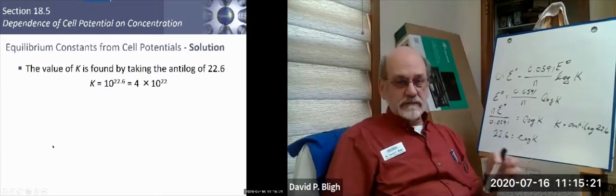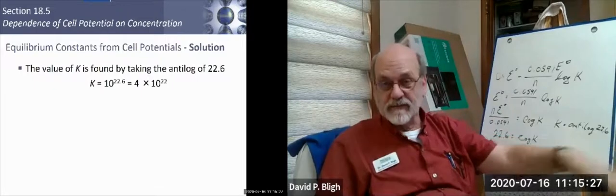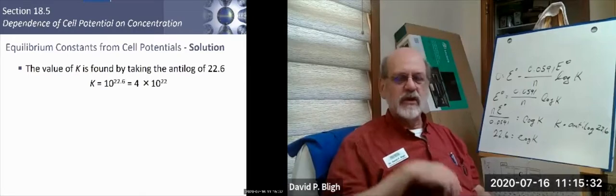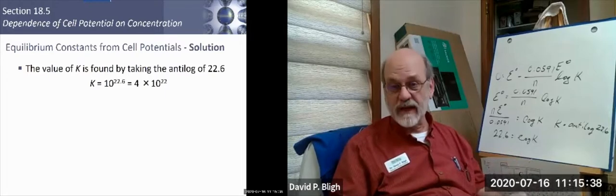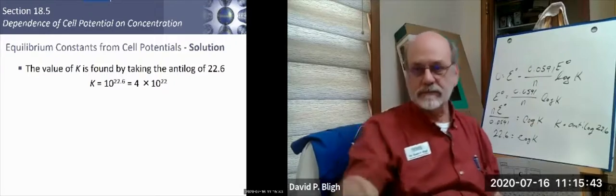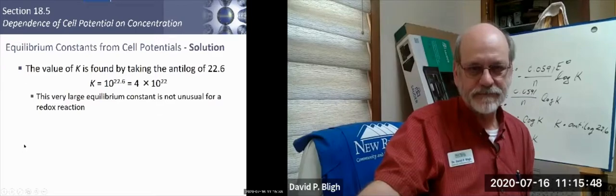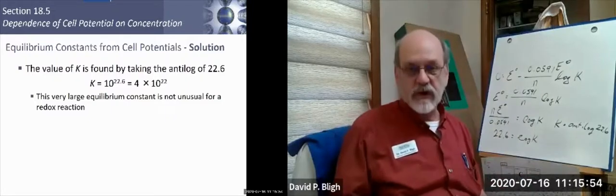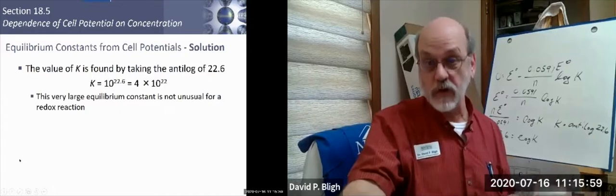So what does that tell us? That the equilibrium for this reaction is way to the right. There's a huge drive. You can tell that from the K. You can tell that from the voltage. We could calculate the delta G, and that would tell us it's spontaneous. The drive is to the right as written. And that's not unusual for redox reactions. There's a very strong drive to complete the reaction where electrons are concerned.